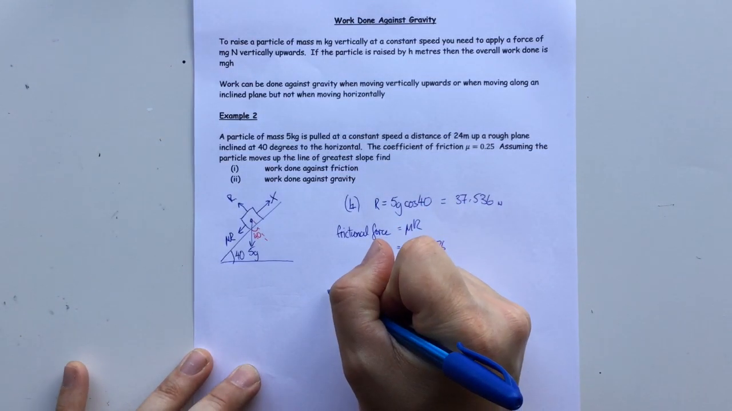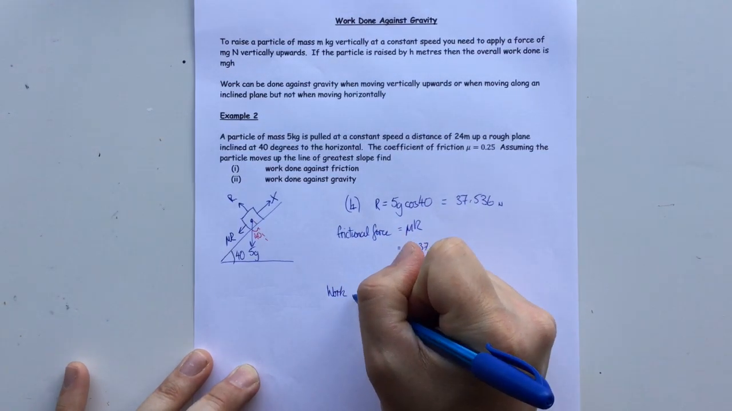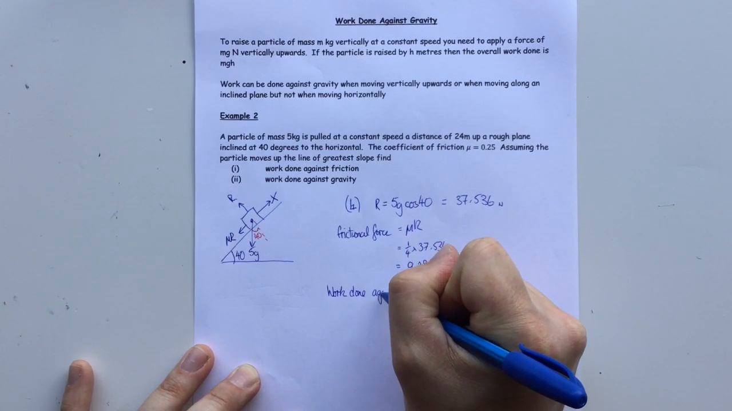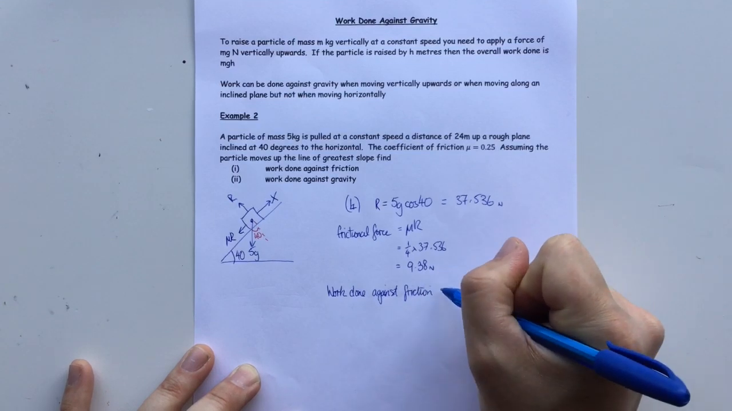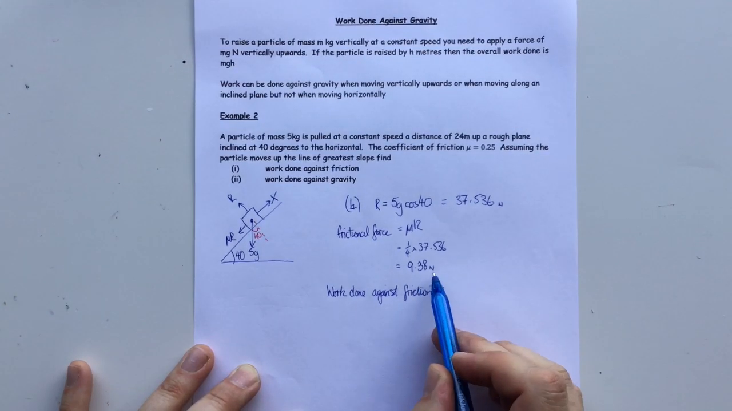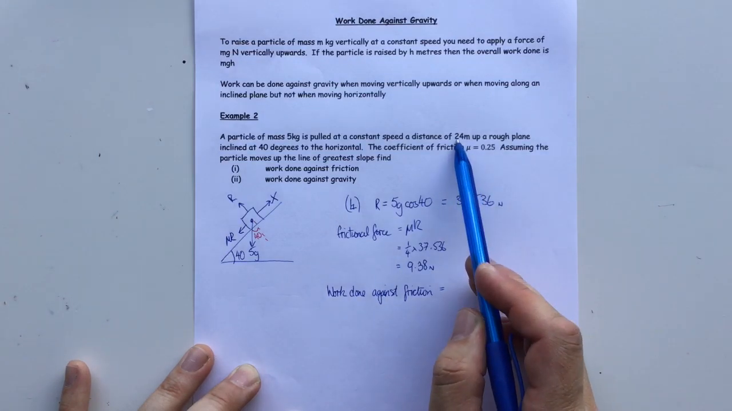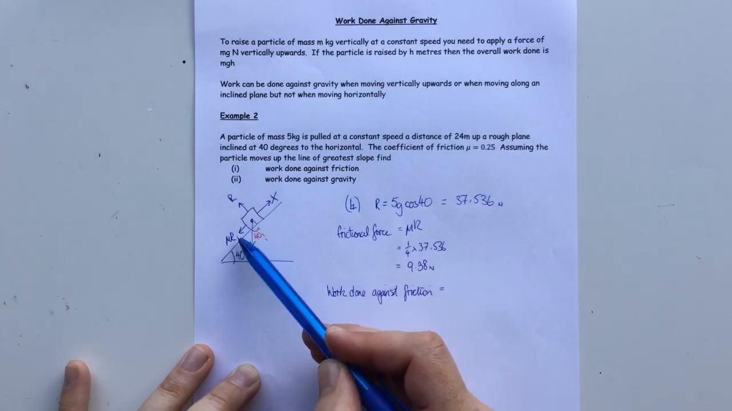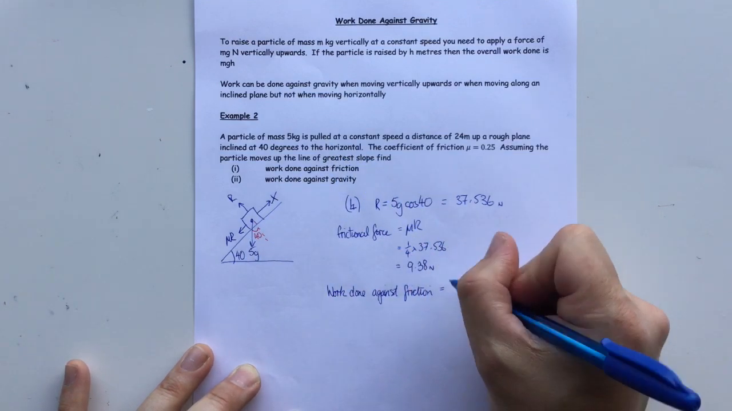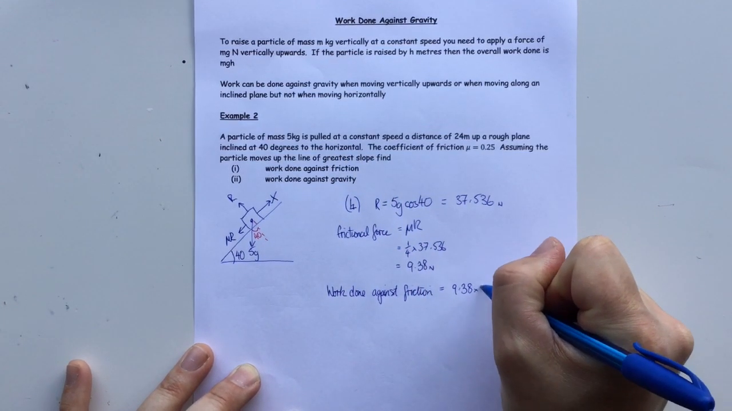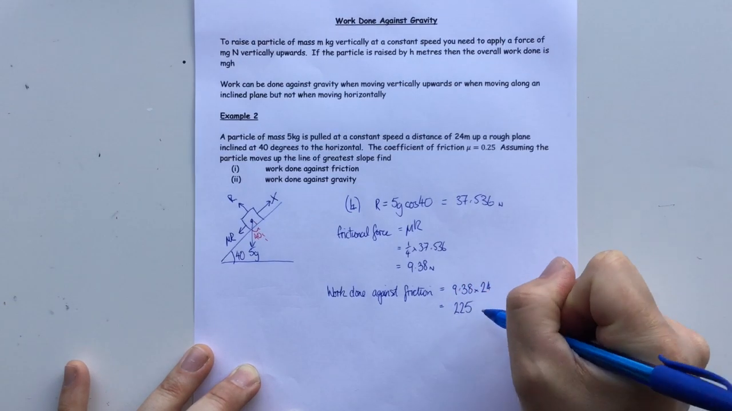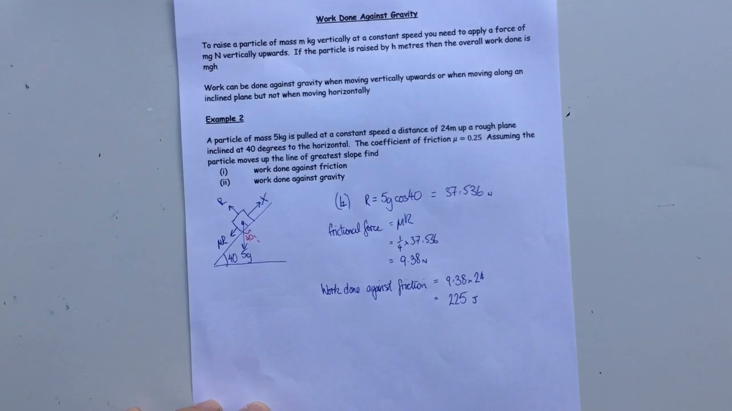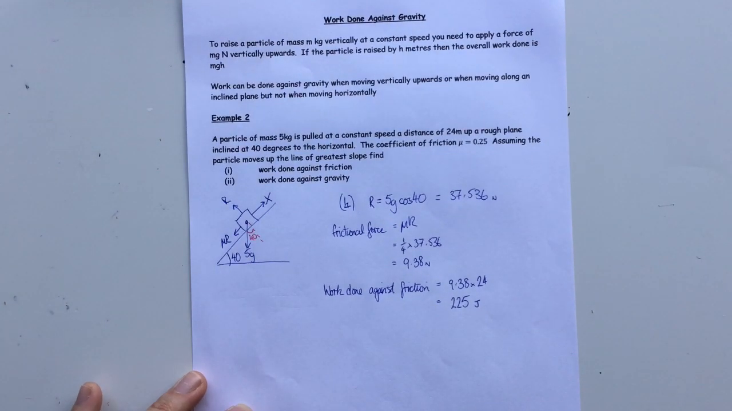The work done against friction then is equal to the frictional force times the distance. Now, in this case, it travels 24 meters in the direction of the force. So it's 9.38 times 24, and that works out at 225 Newton meters, or even better, joules. So that's part one, work done against friction.